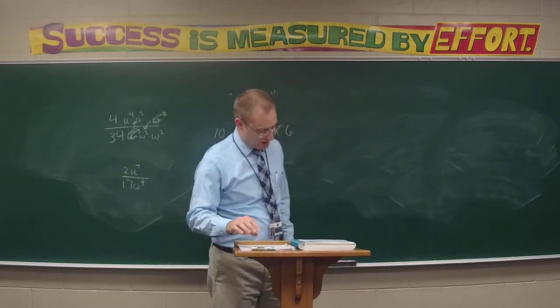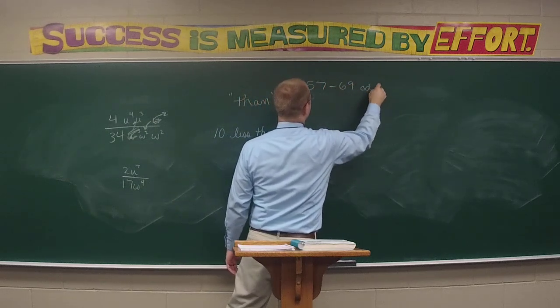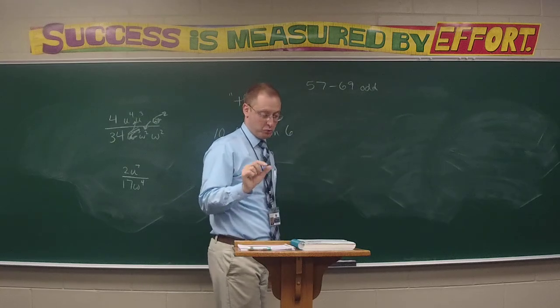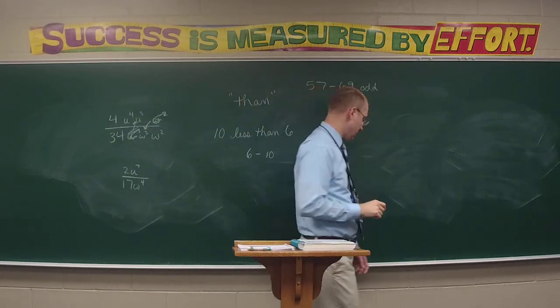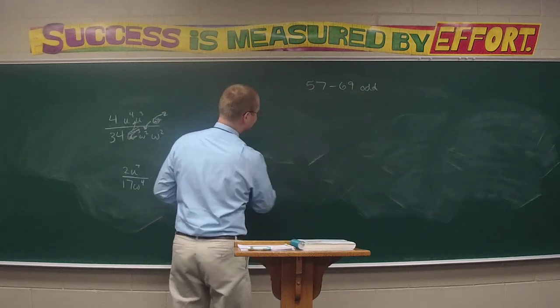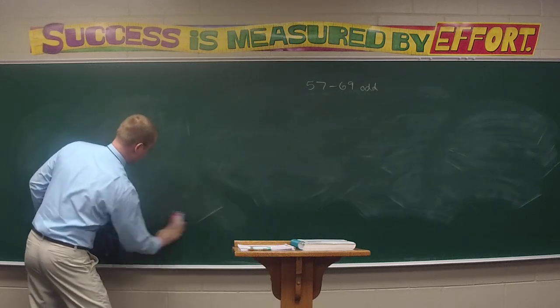All right, turn to page number 8. Turn to page 8. I want you to do 57 to 69, the odd. 57 to 69, the odd. You might be able to work those or write the answers right there in your textbook, if you want to write small.